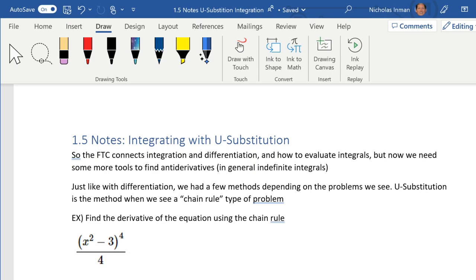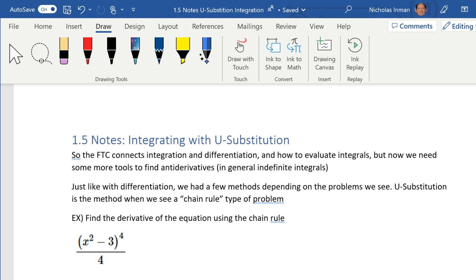All right, welcome. Going over notes for chapter 1.5, titled Integrating with Substitutions. And generally, I'm going to call this a U-substitution or a U-sub for short.